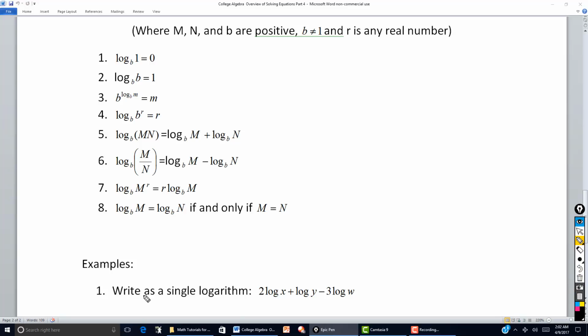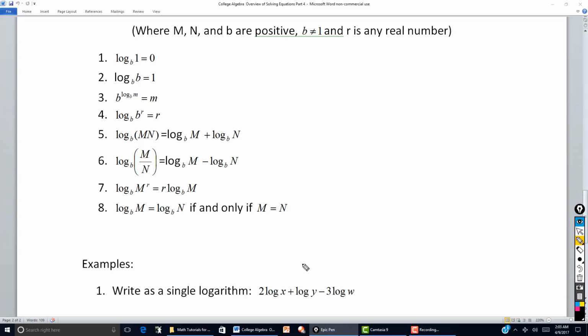So this first one says write as a single log. So I have 2 log x plus log y minus 3 log of w. And remember, I don't have the base indicated, so that's understood to be base 10. Basically I'm going to use these properties that I have here. I have a property for a sum, and I have a property for a difference of logs. But notice the coefficients for these are either a 1 or a minus 1.